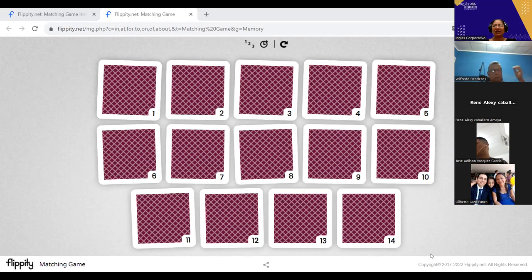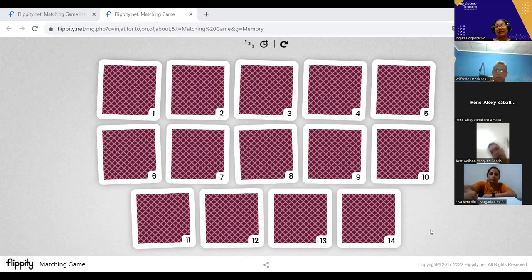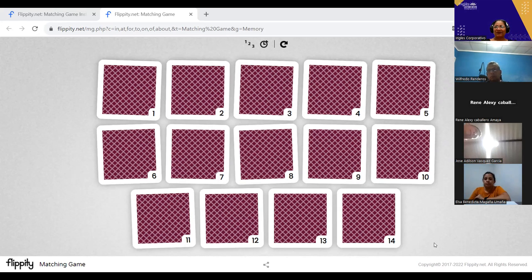Now, I would like you to tell me a couple of numbers for you to see if they really match. If the numbers do not match, they are going to stay there. But if they match, they are going to disappear from the screen, right? Can you help me, please, finding the words, the hidden words? Okay. Tell me 2 numbers.